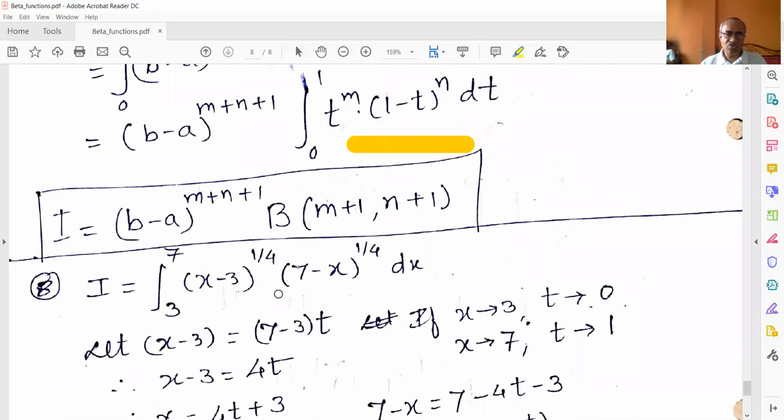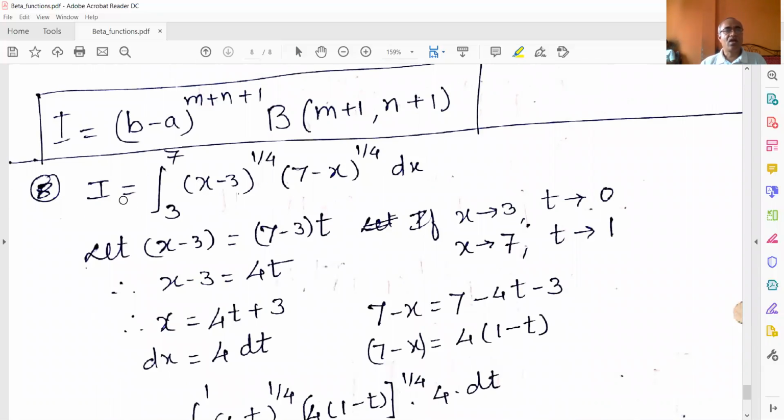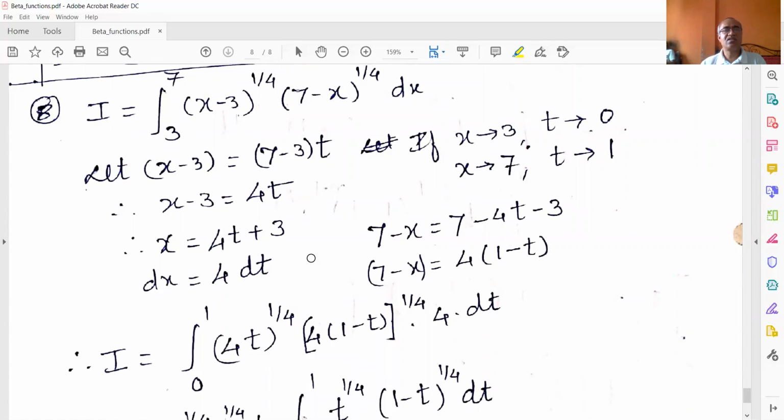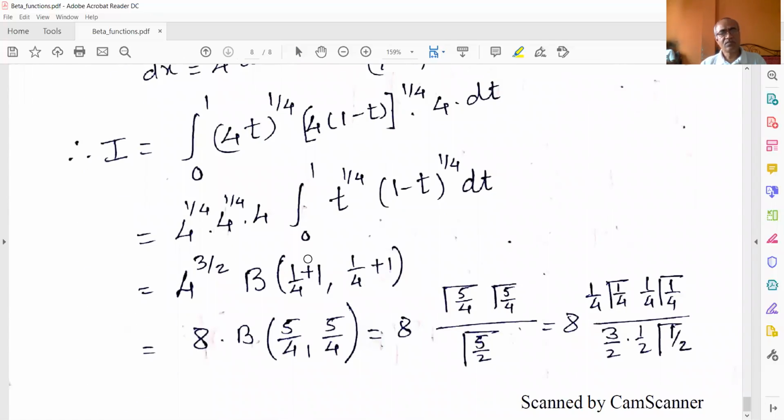Finally, based on the same above example, we have taken I is equal to the integral 3 to 7 of (x minus 3) raised to 1 by 4 and (7 minus x) raised to 1 by 4 dx. So this x minus 3 and again 7 minus x, it is a self-explanatory example. It is solved as the previous one only, and the final answer is this. You can further simplify this and get the final answer.